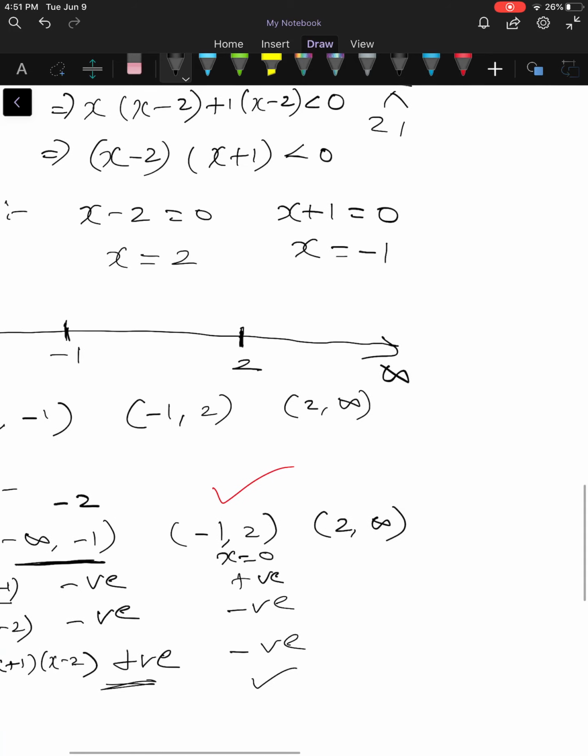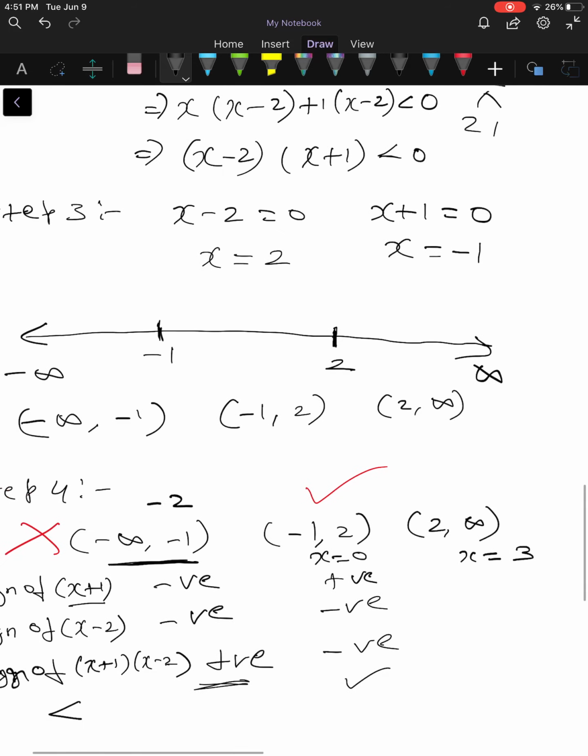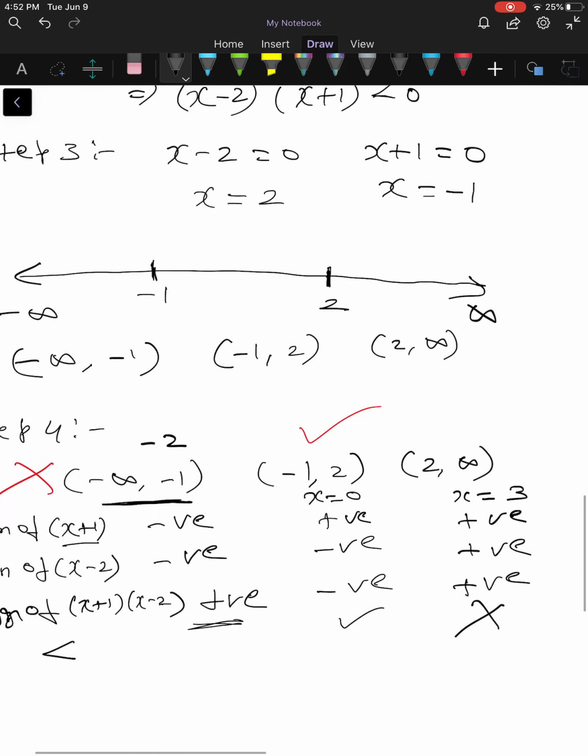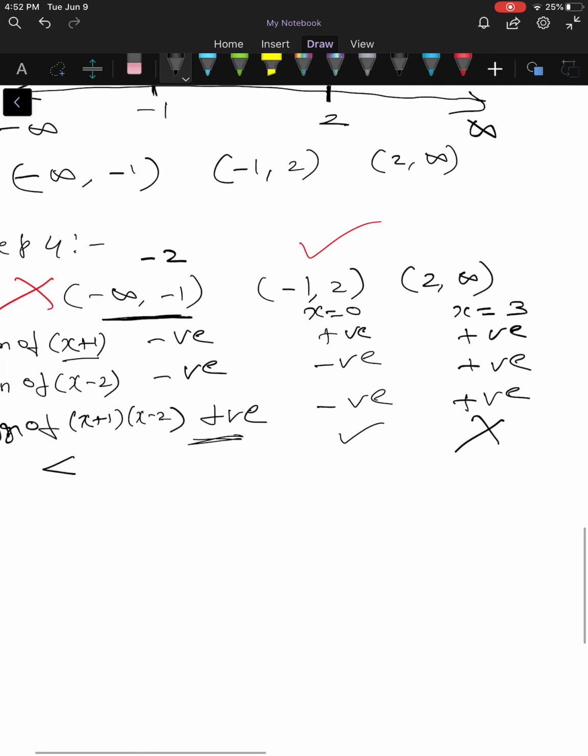Next, we need to check a trial value between 2 and infinity. So I will consider x equals 3. 3 plus 1 is positive. 3 minus 2 is positive. So positive times positive is positive. So again, this part of the interval is ruled out. What we are left with is negative 1 comma 2.